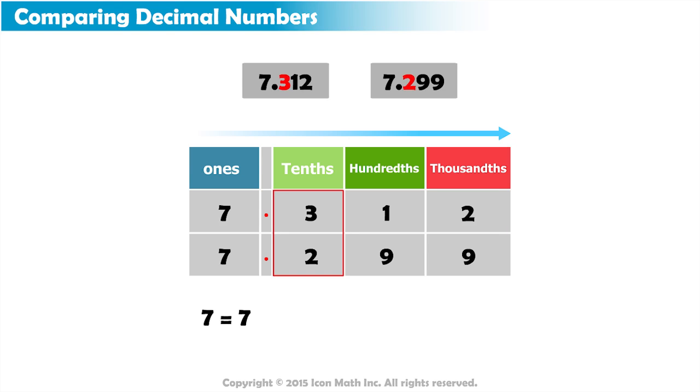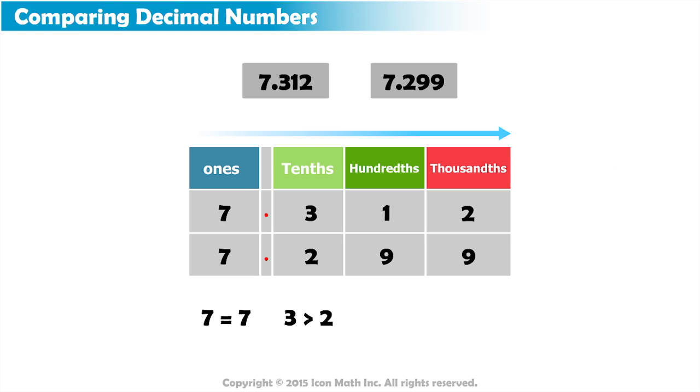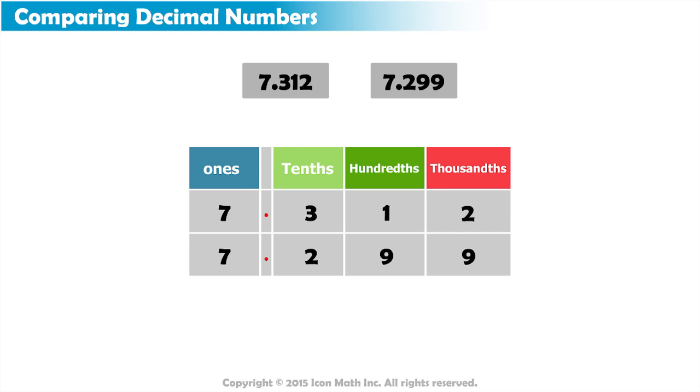In the tenths column, the top digit is 3, while the bottom digit is 2. Since 3 is greater than 2, we stop. We don't need to make any more comparisons, because the tenths place represents the largest decimal, and we conclude that the first number represents a greater value. So we write our conclusion using the greater than symbol.